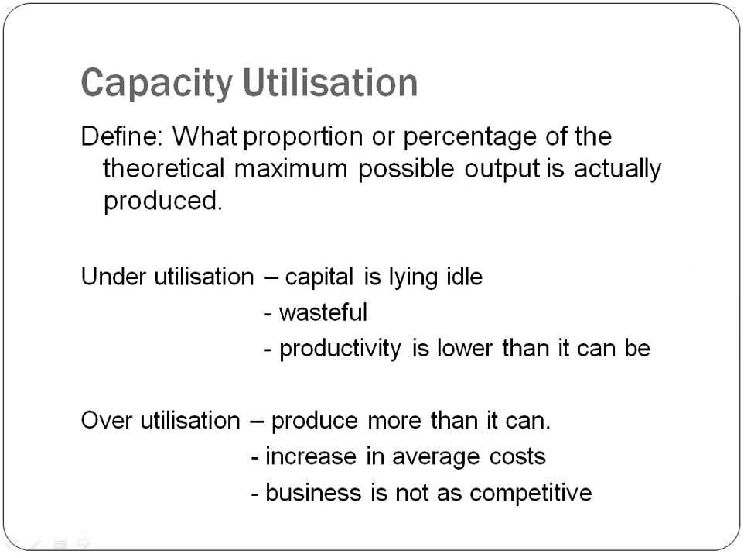Capacity utilization. To define this, it's what percentage of the theoretical maximum possible output is actually produced. So underutilization and overutilization. Quick calculation. Capacity utilization is current output divided by maximum possible output times 100.